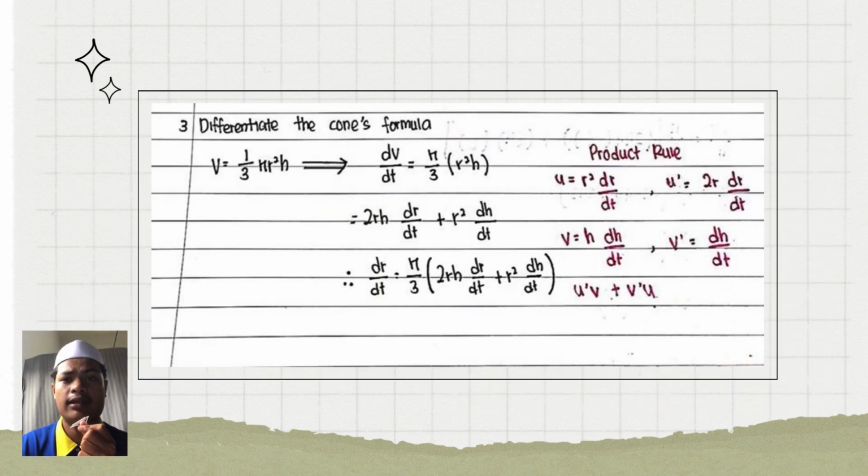For the next step, we must differentiate the cone formula using the product rule, as shown in the slide in the right purple colour writing. Then we get dV over dt equals pi over 3 times 2rh dr over dt plus r squared dh over dt.